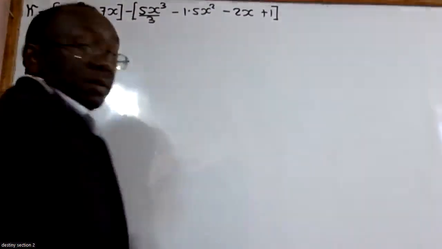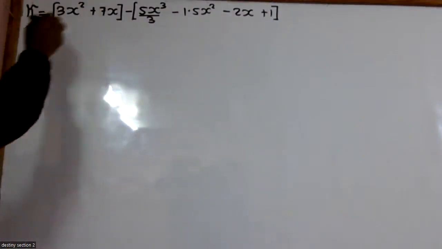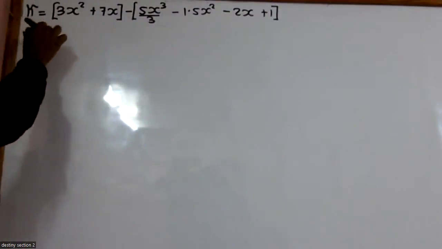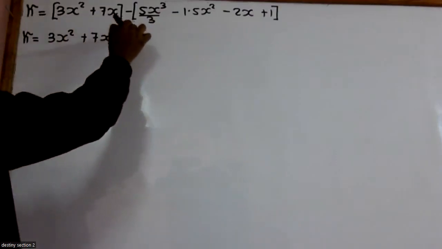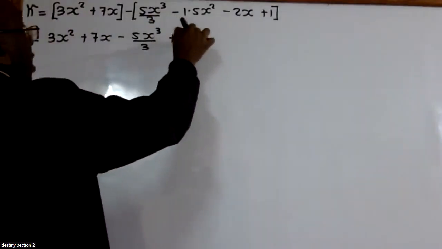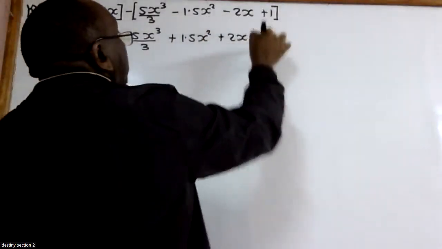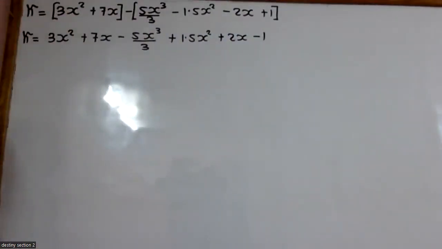So if that is what was our total cost, we shall come here and seek to open the brackets and say that pi is 3x squared plus 7x minus 5x cubed out of 3 plus 1.5x squared plus 2x minus 1. When you open the brackets, that is what you're getting.